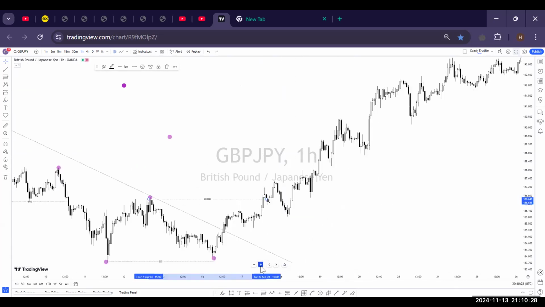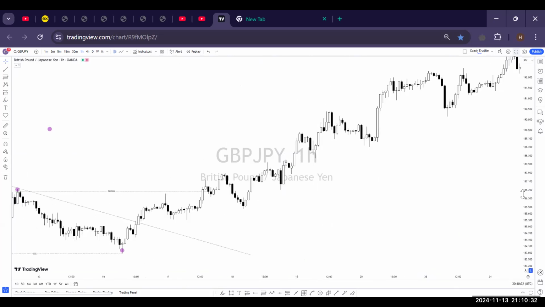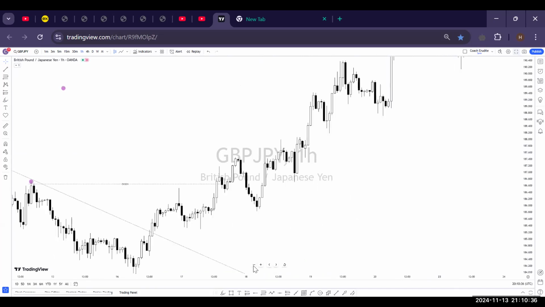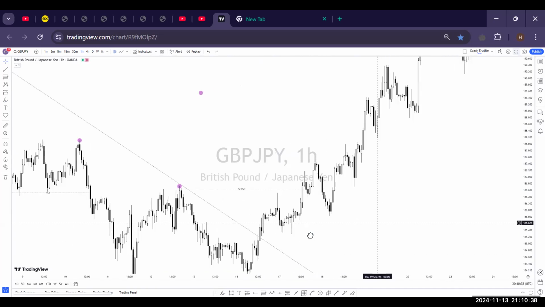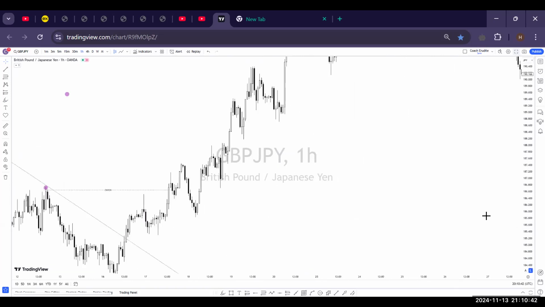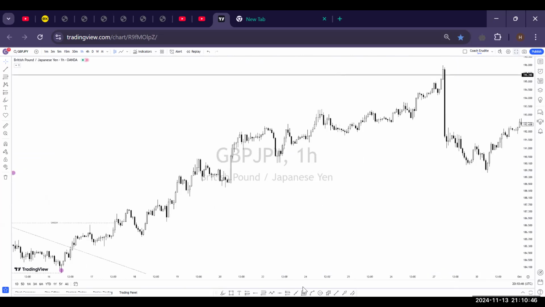Let me zoom so that you can see clearly. I hope you understand what I'm showing you now. So now you discover that price did what? Change character to the upward direction. So I'm going to use a trend line.